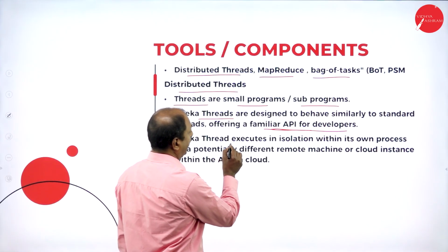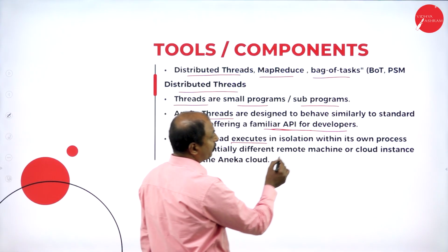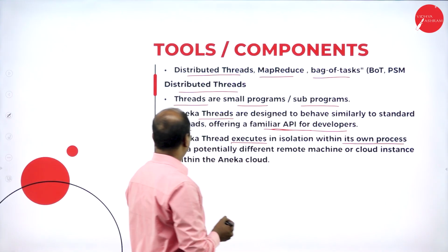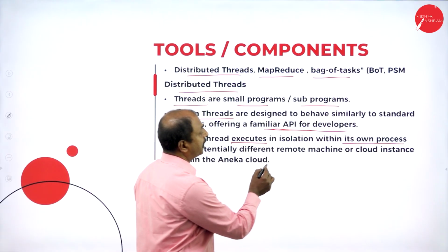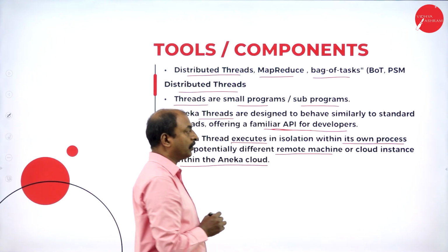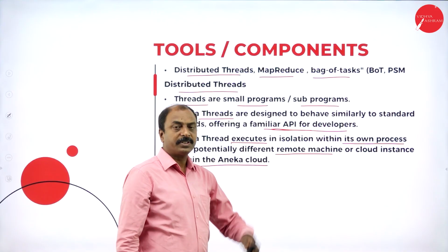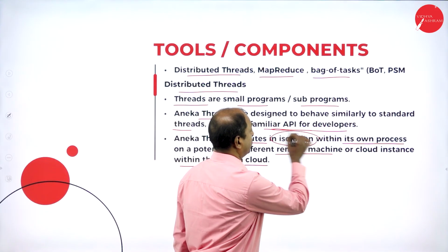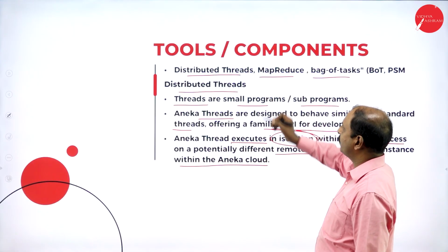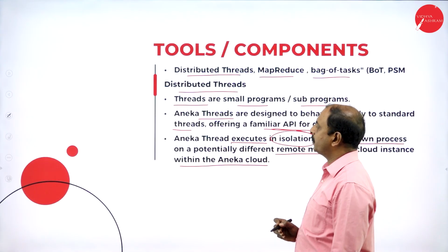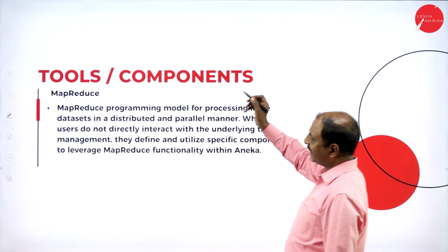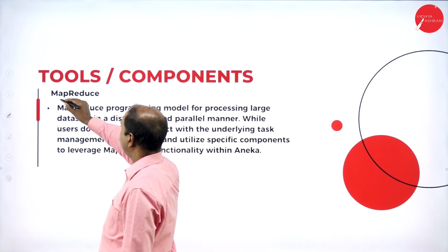An Aneka thread executes in isolation within its own process, on a potentially different remote machine or cloud instance within the Aneka cloud. So it is going to execute the service in isolation, separate from other threads. That is the function of distributed threads, one of the components. In the next slide, we will see what MapReduce is.